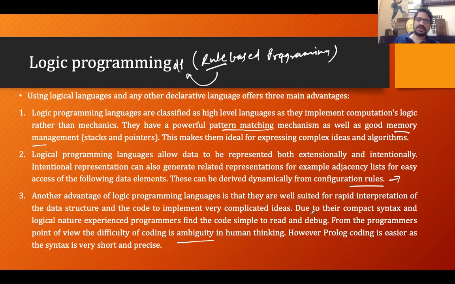So for logical programming, we'll use the programming language called Prolog. This Prolog programming language is very useful to represent logic programming.